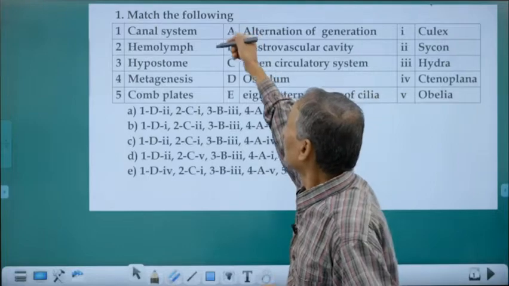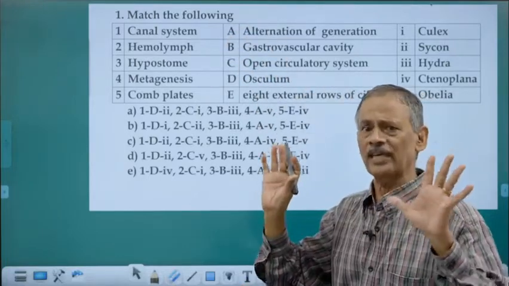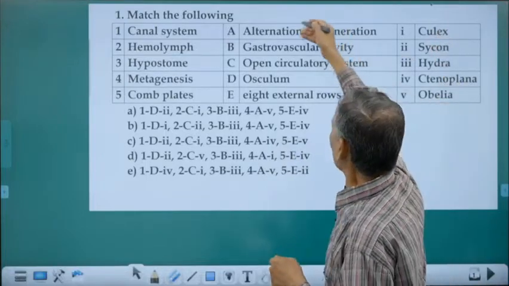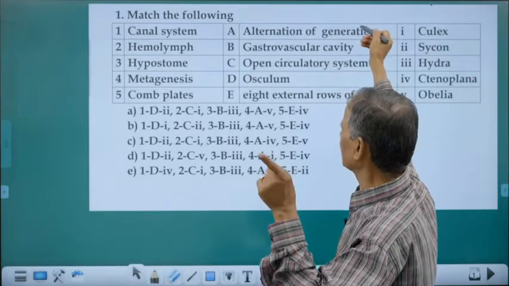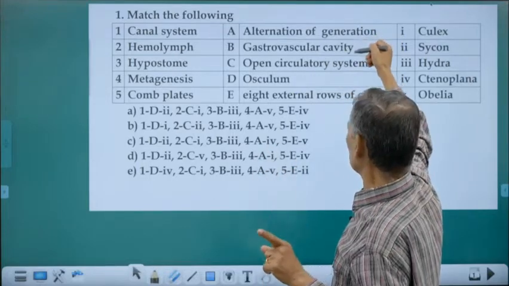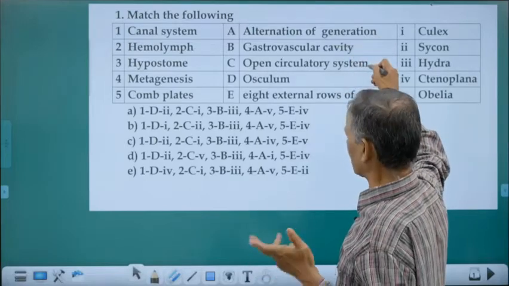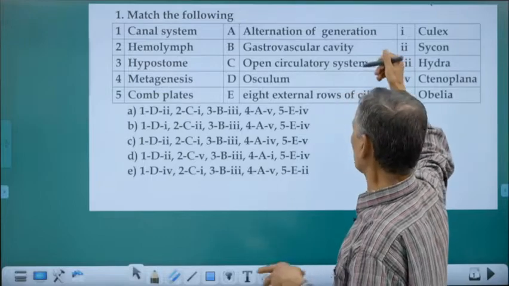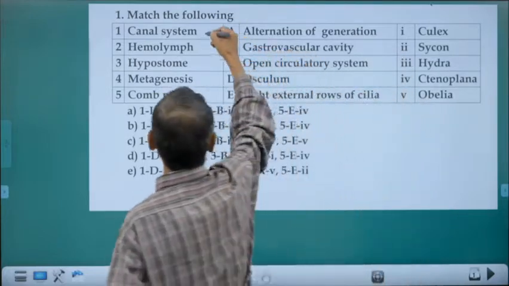Okay, for example, canal system. We know that canal system is characteristic of sponges. So here you are having the organism, and what is the characteristic feature of that? You are having alternation of generation, metagenesis, cnidarians, gastrovascular cavity. Again, it can be for cnidarians, open circulatory system. It can be for annelida, arthropoda, mollusca, etc. Osculum, correct. So it should be canal system.